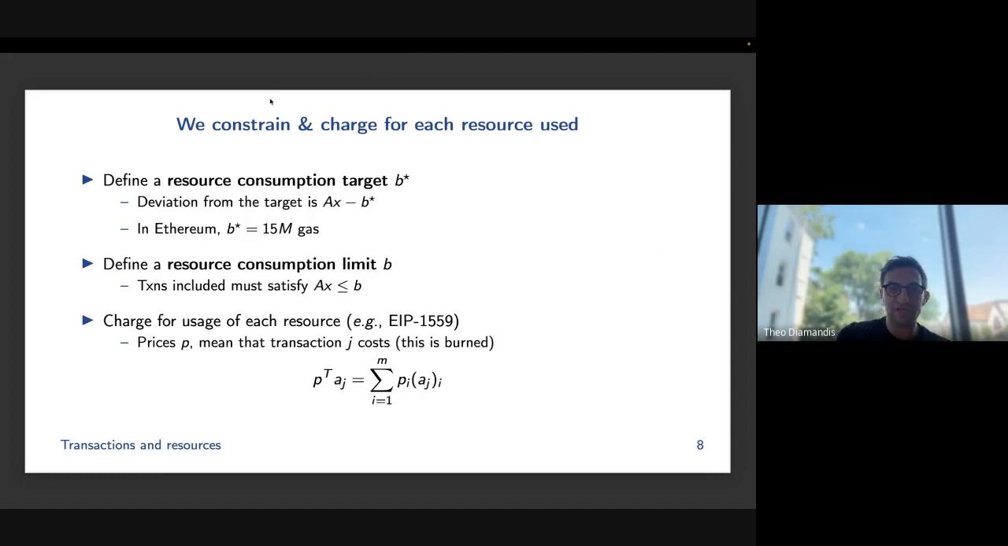Finally, we want to introduce a price for each resource, where we charge some price p_i for the cost of resource i. And that means that for a transaction j, it's going to cost the dot product of p and its resource vector a_j. And when I talk about cost here, this isn't cost that's going from the user to the block builder or the validator. This is what's burned by the network. So this is cost from the group of people that's interacting with the network and the network itself. In this talk, these are the two groups to think about. So like EIP 1559, this would be what's burned.